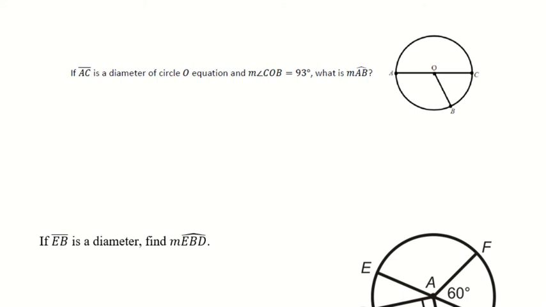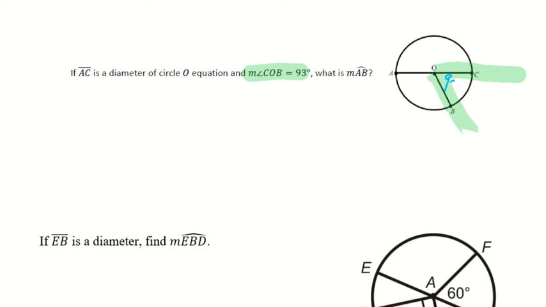In this video, we're going to look at another special angle relationship: the relationship between a central angle in a circle and the arc that it intersects. If we take a look here at angle COB, which they say is 93 degrees, and we're going to extend that through the circle.